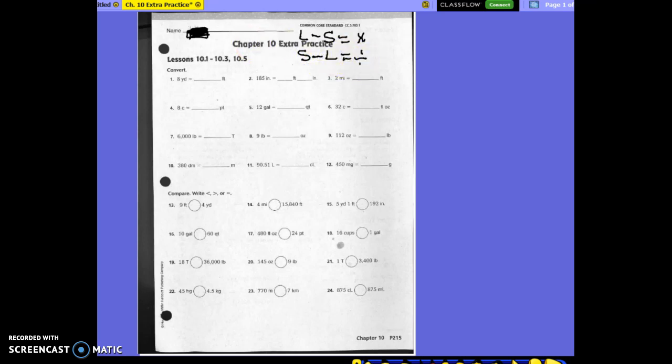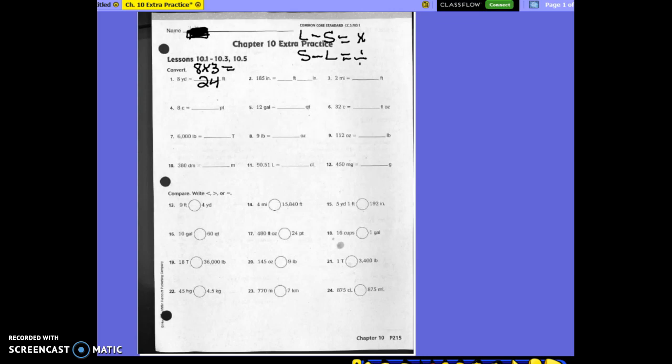So if I have 8 yards, how many feet is that? How many feet are in a yard? 3. So it would equal 24.